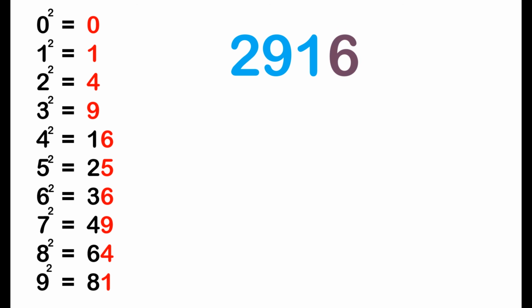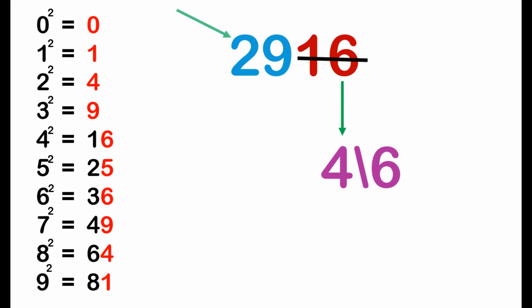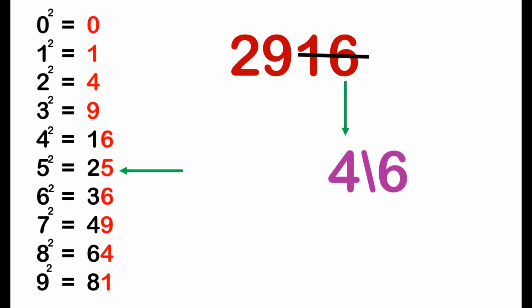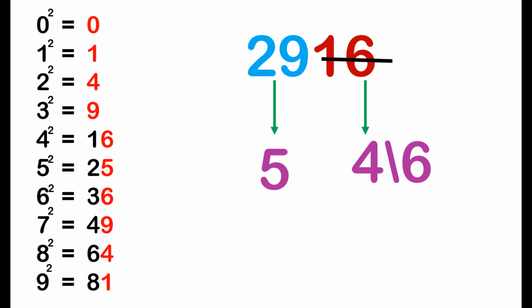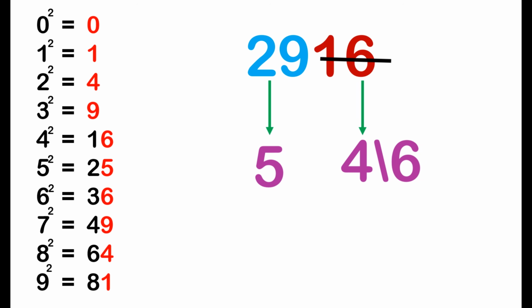Let us choose 2916. Last digit is 6. So our answer either ends up in 4 square or 6 square. So right here, 4 and 6. Now you know the drill. Cancel last 2 digits and find a square which is just below or equal to 29. It's 25, which is 5 square. So write 5 here. So our answer is either 54 or 56.